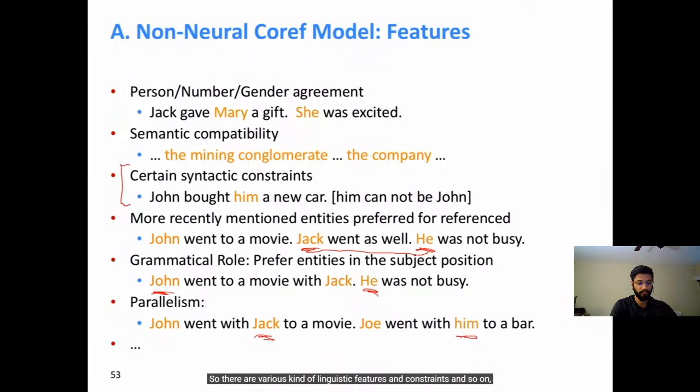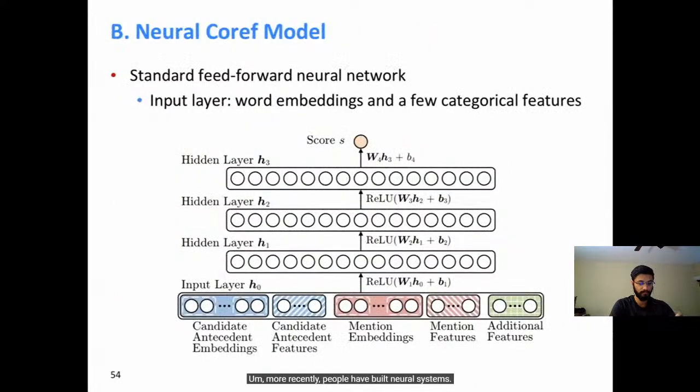So there are various linguistic features and constraints, and you can throw these all into a statistical classifier, and that's how 2000s decade co-ref systems were built. More recently, people have built neural systems, and for these, we're normally using the same kind of embeddings.